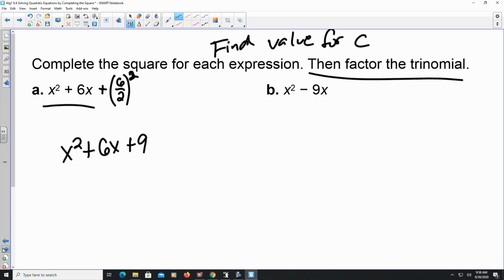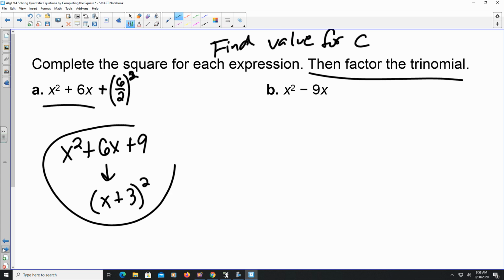Then it wants you to factor the trinomial, which means it's going to be x plus b over 2, which is right here, 6 over 2, which is 3, quantity squared. So here are the two results that we are looking for in this situation.